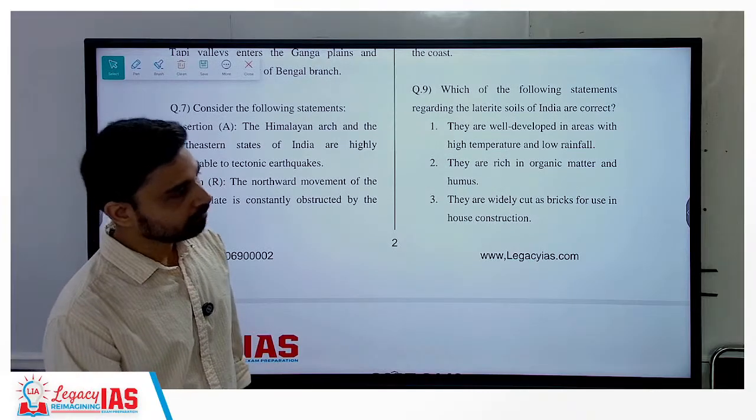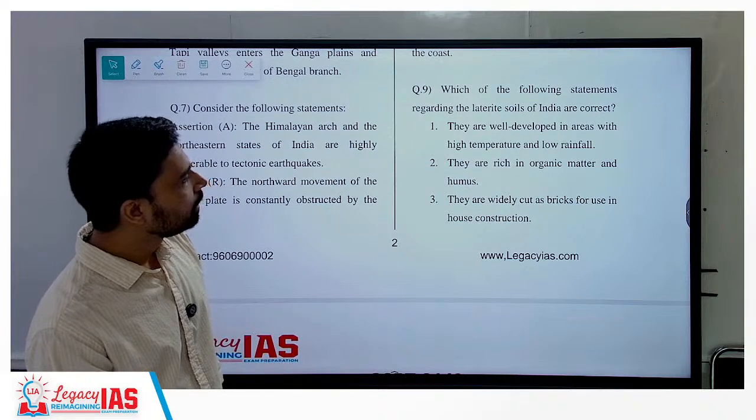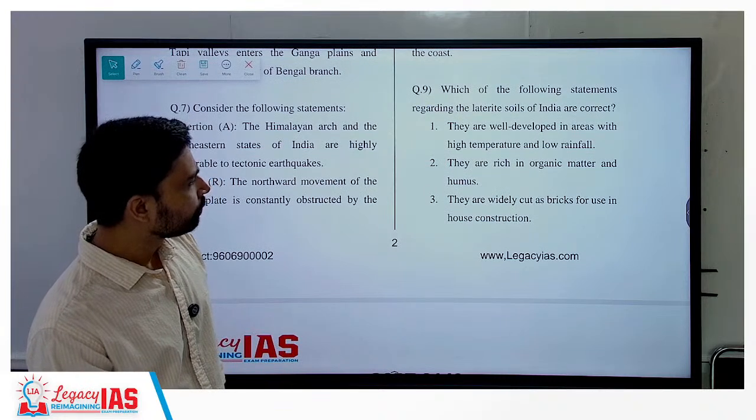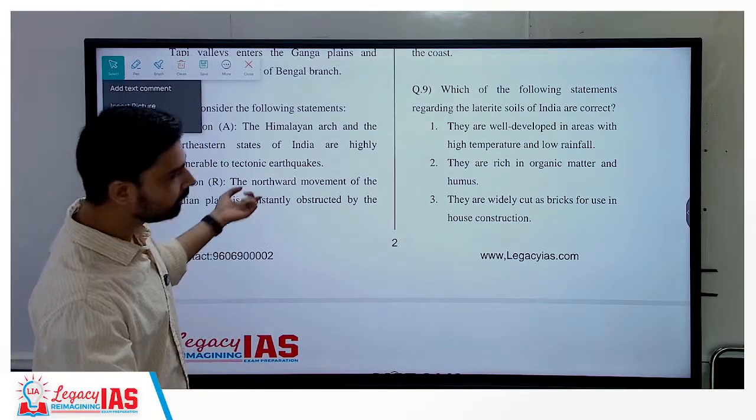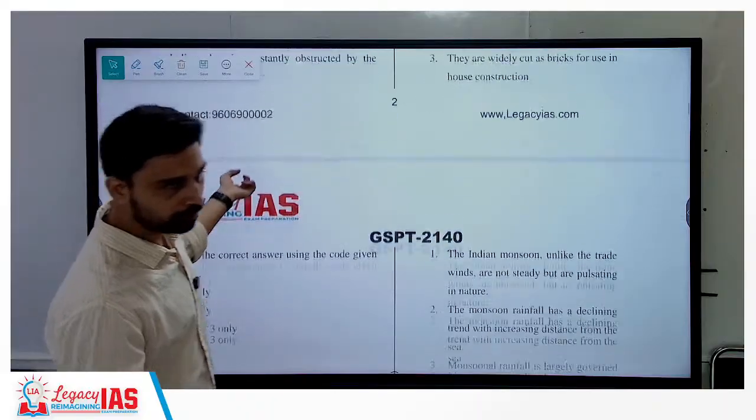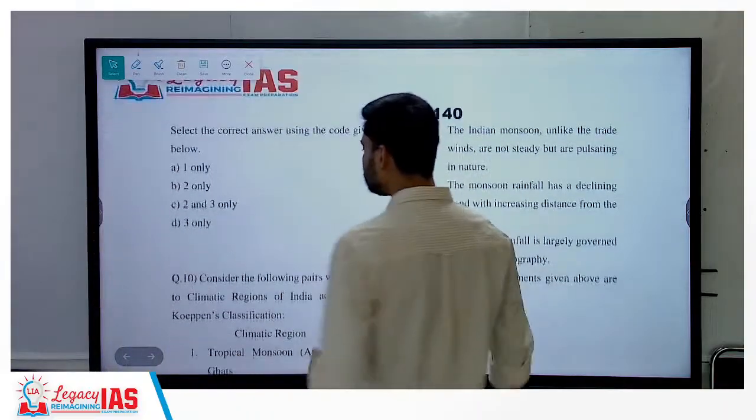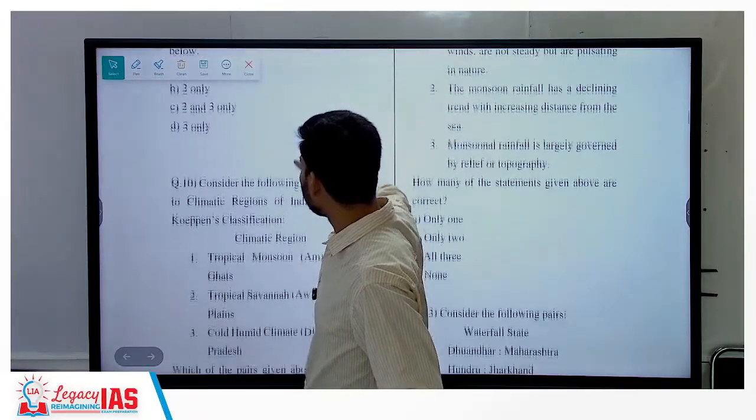High temperature, high rainfall. Okay, Western Ghats, Western slope, high temperature, high rainfall. Rich in organic matter and humus. No. Widely cut as bricks for use in house construction. Right. So laterite word has come from later, which is a Latin term for brick. So brick soil. So what is correct option? D. Okay, for ninth question, D, 3 only.